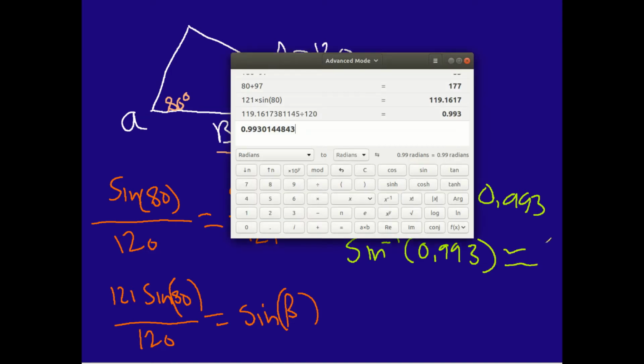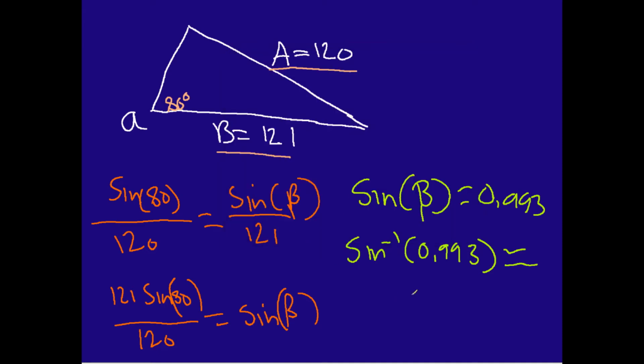I take this answer right here, do the inverse, and I get 83.22 degrees. So beta is going to equal 83.22 degrees. Beta is going to be up here, 83.22, this is beta, and then gamma will be down here.